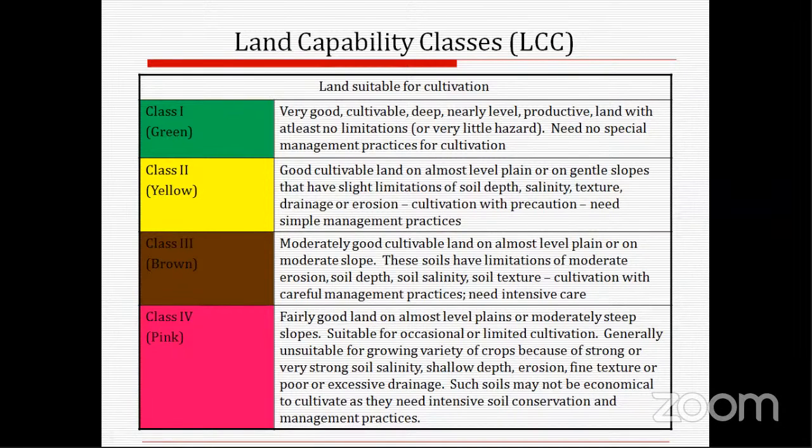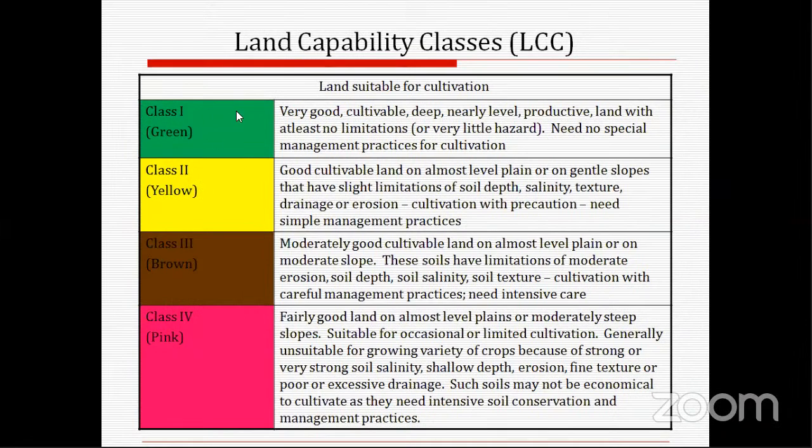Generally, this type is not suitable for a variety of crops. We can't grow all types of crops. We can go for some specific crops only, because of very strong salinity. There will be shallow depth, an erosion problem, and the texture will be very poor, with excessive drainage. So even if you try to go for crop cultivation, it may not be economically feasible for cultivation. This is the problem in class 4.